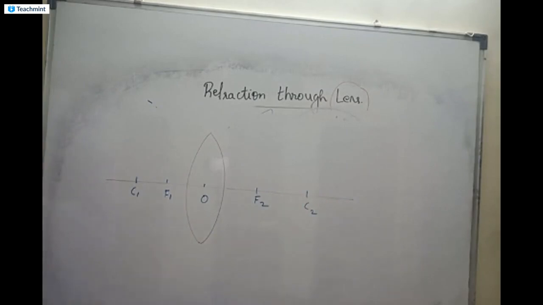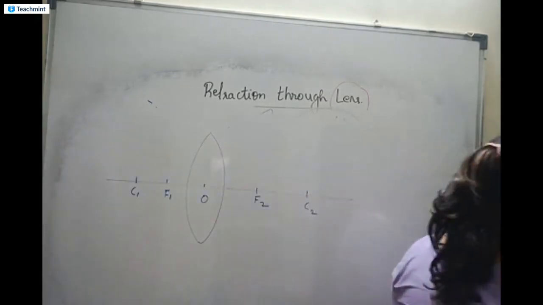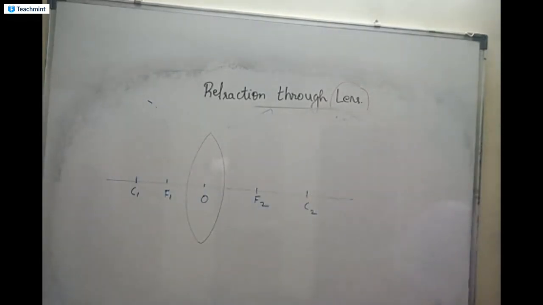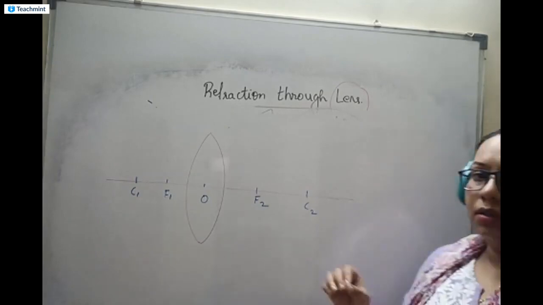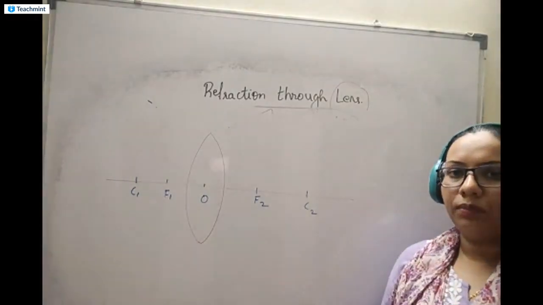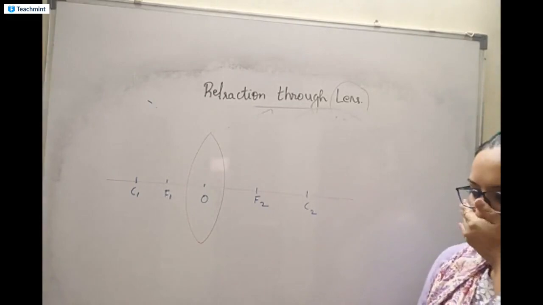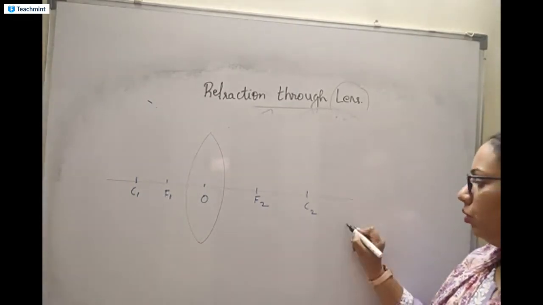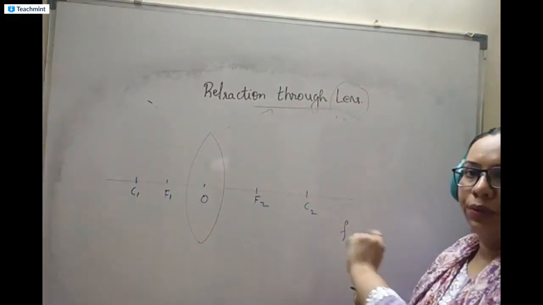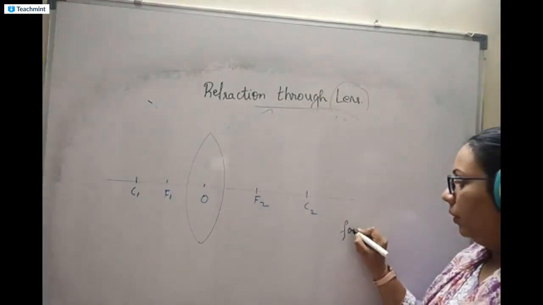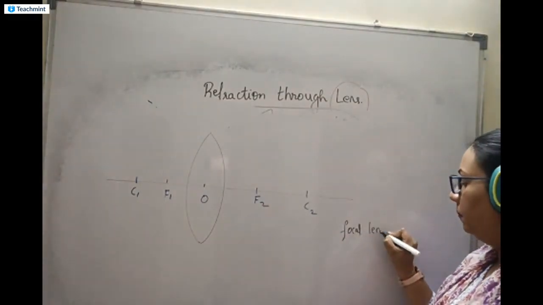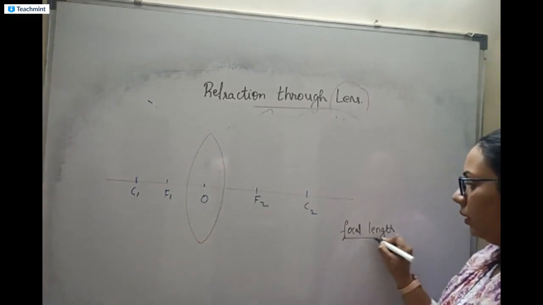Can anyone tell me that point? How do you calculate the focal length? In mirrors, how did you calculate it? This is the focus, or you can call this the focus point. But what is focal length? How do you calculate that?